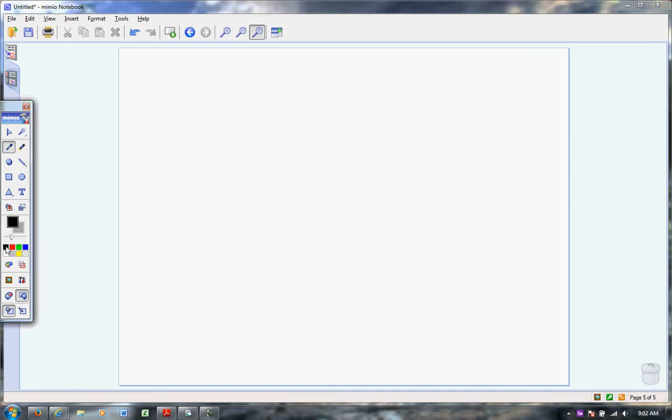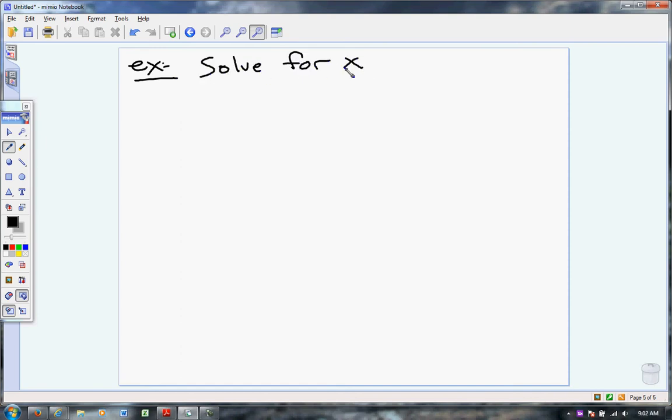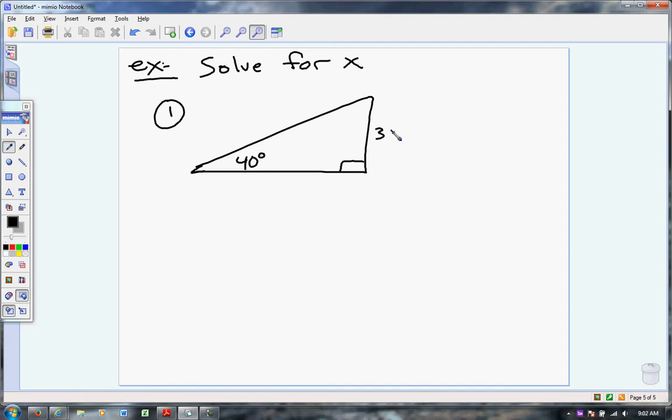Now, tonight, you're going to have a few problems like this, where they tell you to solve for x. Okay, this will not be very difficult. They're going to give you a right triangle. They're going to say, okay, this is 40 degrees, this is 30, and this is x.